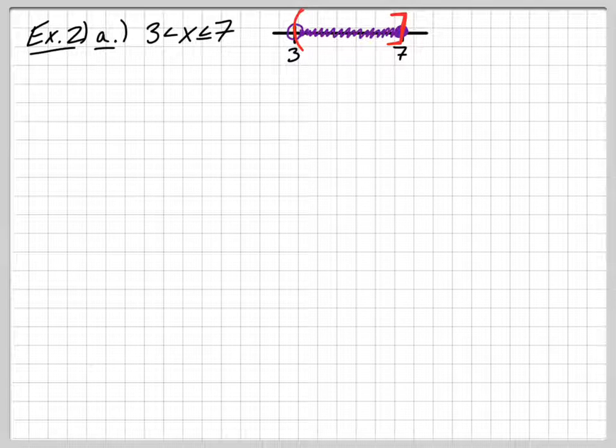So I'm not going to illustrate that for all these, but mentally, that's what I'm thinking, that's what's going on. So I got 3, 7, and I got the open bracket on the 3, the closed bracket on the 7.